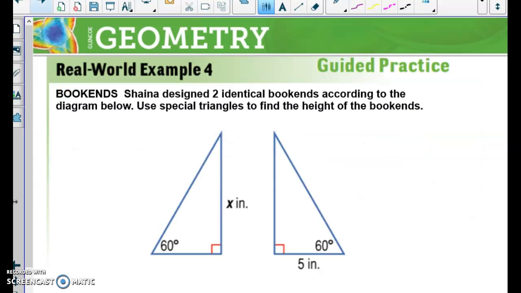Alright, so if we have this 30, 60, 90 right triangle, we know that if the short leg is 5, then the hypotenuse will be 10, and the long leg will be 5 times the square root of 3.